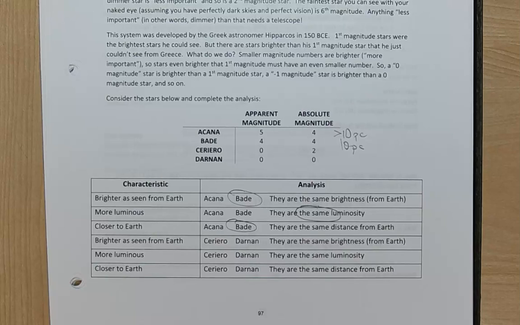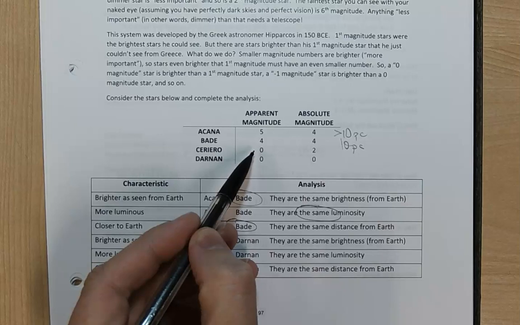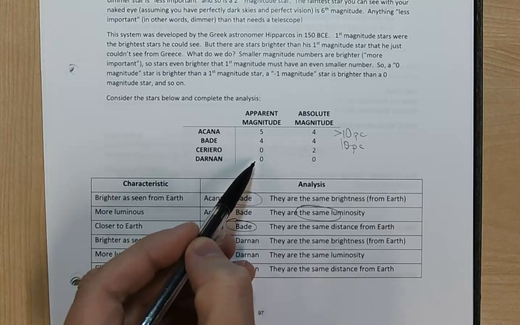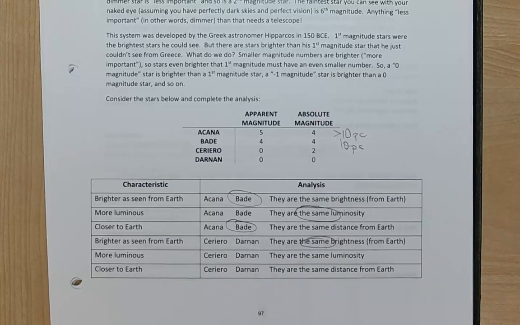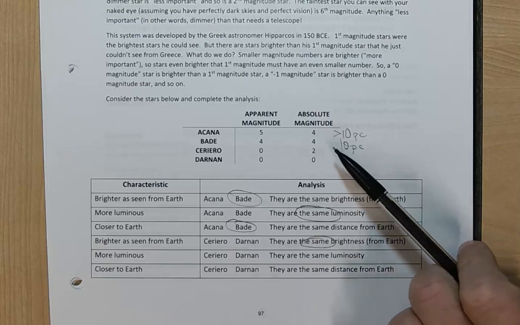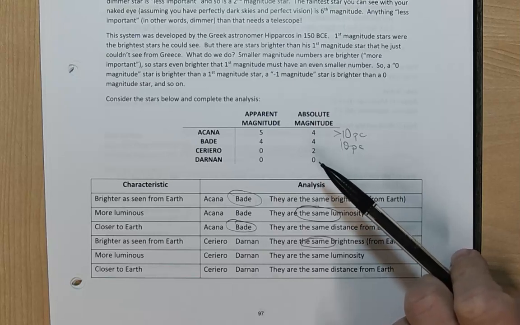All right, how about Ceriero and Darnin? Which one appears brighter? Well, Ceriero has an apparent magnitude of 0. Darnin has an apparent magnitude of 0. So they have the same flux, same apparent brightness on Earth. But which one is more luminous? Which one has the brighter absolute magnitude? Ceriero has an absolute magnitude of 2. Darnin has an absolute magnitude of 0. Which one's brighter?